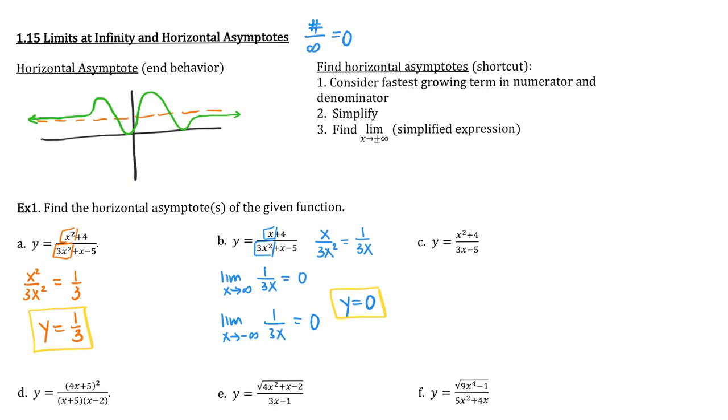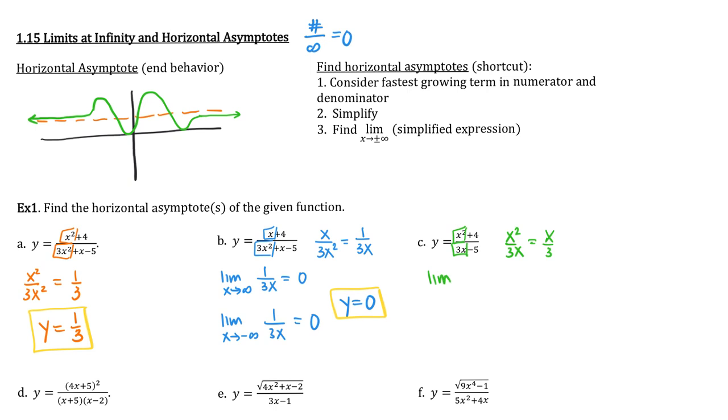Okay, let's look at C. If I plug in infinity, I get infinity squared plus 4 over 3 times infinity. It's infinity over infinity, so it's indeterminate. I only do the shortcut if I get indeterminate. So let me look only at the leading term on the top and bottom. Highest degree, x squared over 3x. Let's simplify it. I get x over 3.